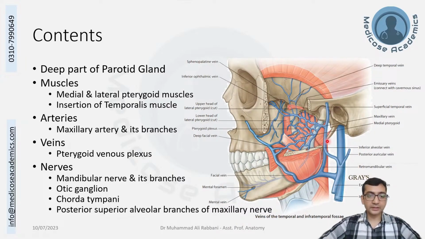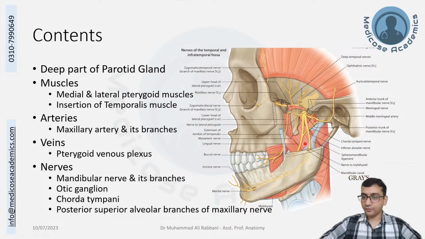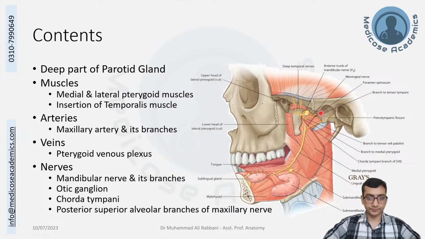The veins, these veins are not as well defined as the arteries. They sort of jumble up, forming a large plexus known as the pterygoid plexus, and it is connected to the skull above, to the face and orbit in front, and back to the retromandibular vein through the maxillary vein. The point to be remembered, it is present around the pterygoid muscle, the lateral pterygoid muscle. We will discuss that. And then there are the branches of the mandibular nerve, there is the otic ganglion, there is the chorda tympani. Let's jump into them one by one.